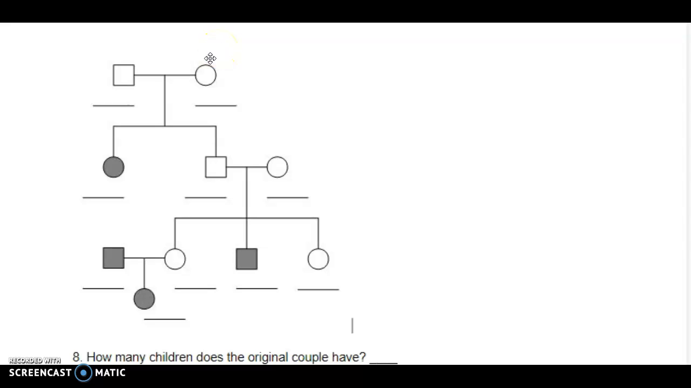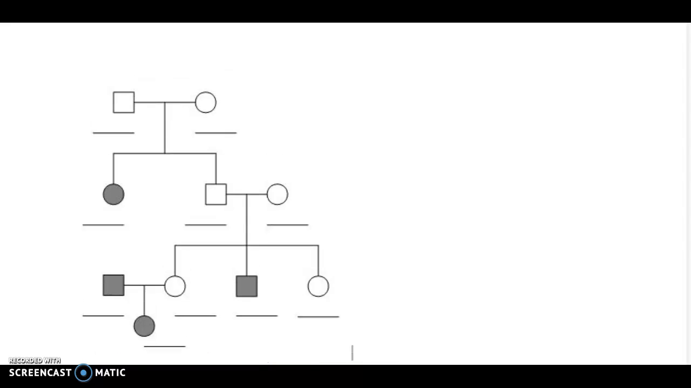But when we look at their offspring, their children here, we can determine that they have this son here who is unaffected. So he got a big A from somebody. But then we have this daughter here who is affected with albinism, which is a recessive trait. So she would have to be little a, little a. That means dad had to have had a little a to give her, and mom would have had to have a little a to give her. So both mom and dad would have to be heterozygous, big A, little a.